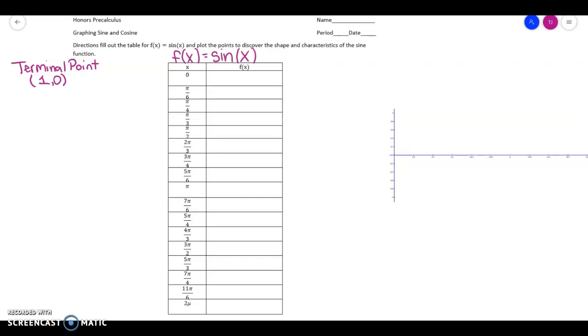If I want to solve for the sine of 0, we know sine is my y value, and my y value at 0 is going to just be 0. So I'm going to put that into my table. All right, at pi over 6, we got to think back to our unit circle, and our terminal point at pi over 6, we know to be (square root of 3 over 2, 1/2).